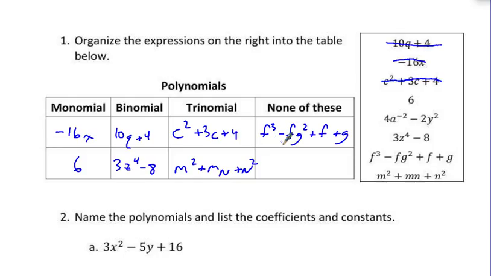F cubed minus f times g squared plus f plus g. There are 4 terms here. We don't have a special name for a polynomial with 4 terms, so we just call this a polynomial.